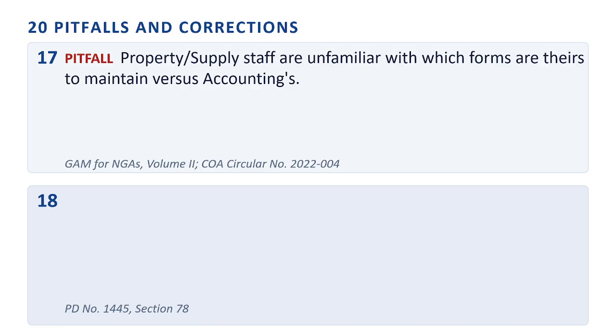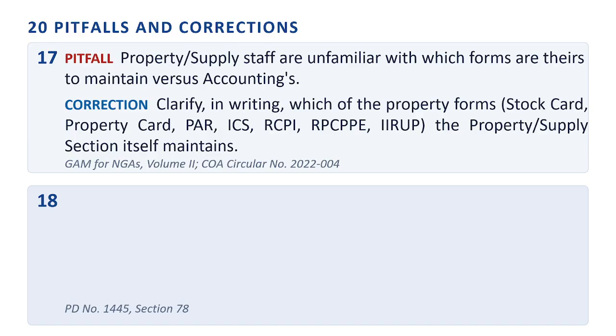Number 17. Pitfall. Property or supply staff are unfamiliar with which forms are theirs to maintain versus accountings. Correction. Clarify, in writing, which of the property forms, stock card, property card, PAR, ICs, RCPI, RPCPPE, IRUP, the property or supply section itself maintains.